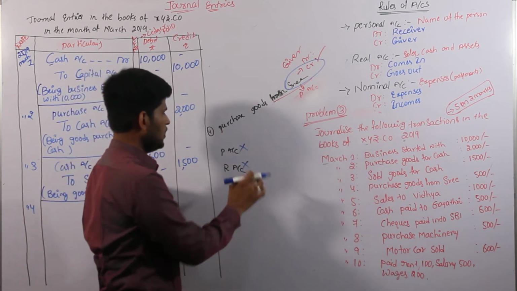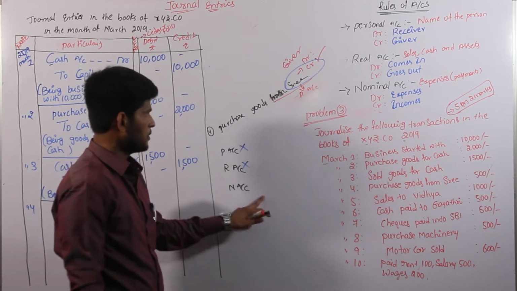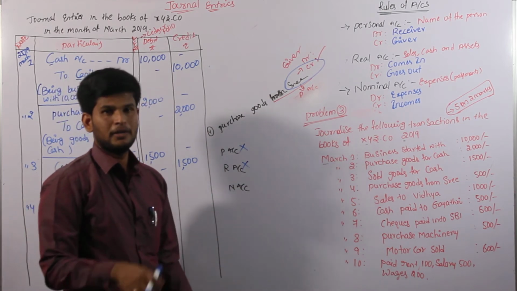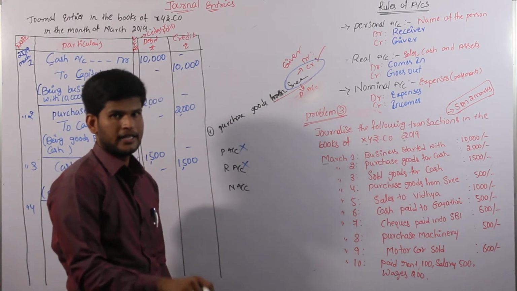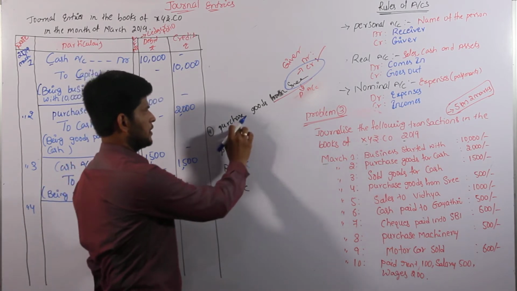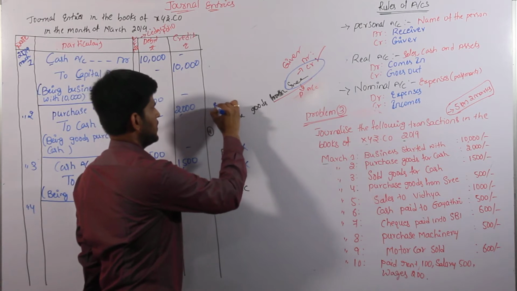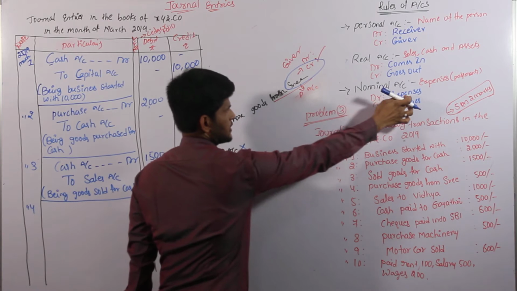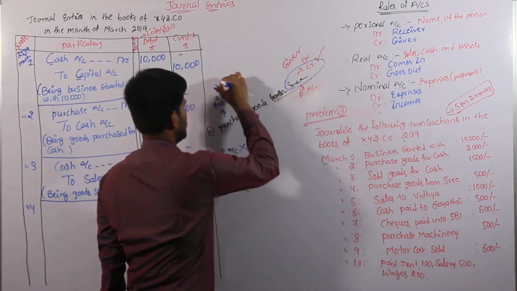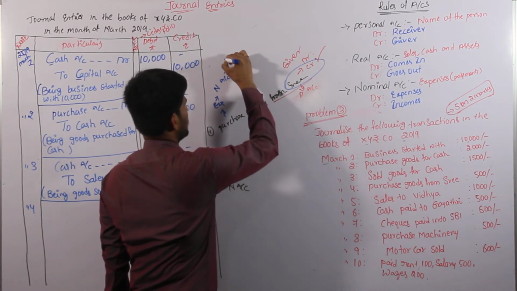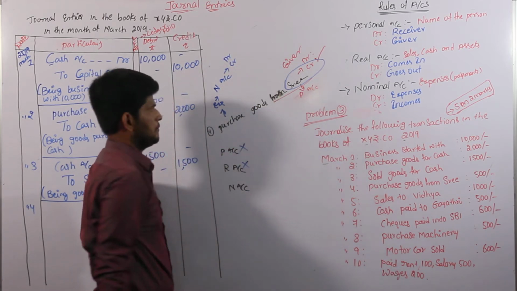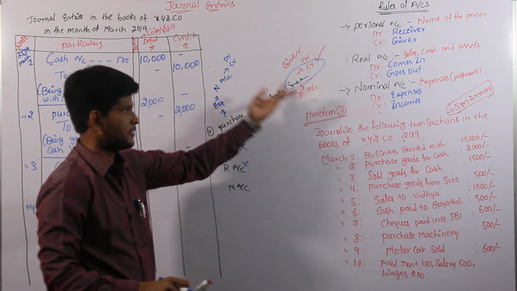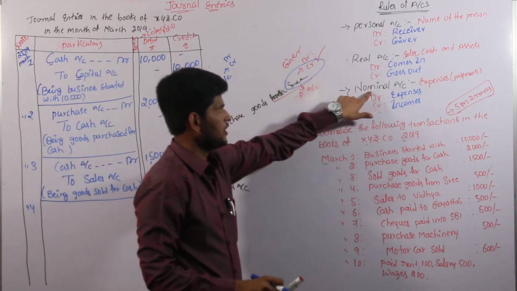Come to the last rule, nominal account. Nominal account relating to expenses, purchase, payment, pay. These are all come under our third rule, that is nominal account. We have the purchase. Purchase is nothing but it is part of expenses. Expenses are there in nominal account. And in nominal account we have to identify credit and debit system.